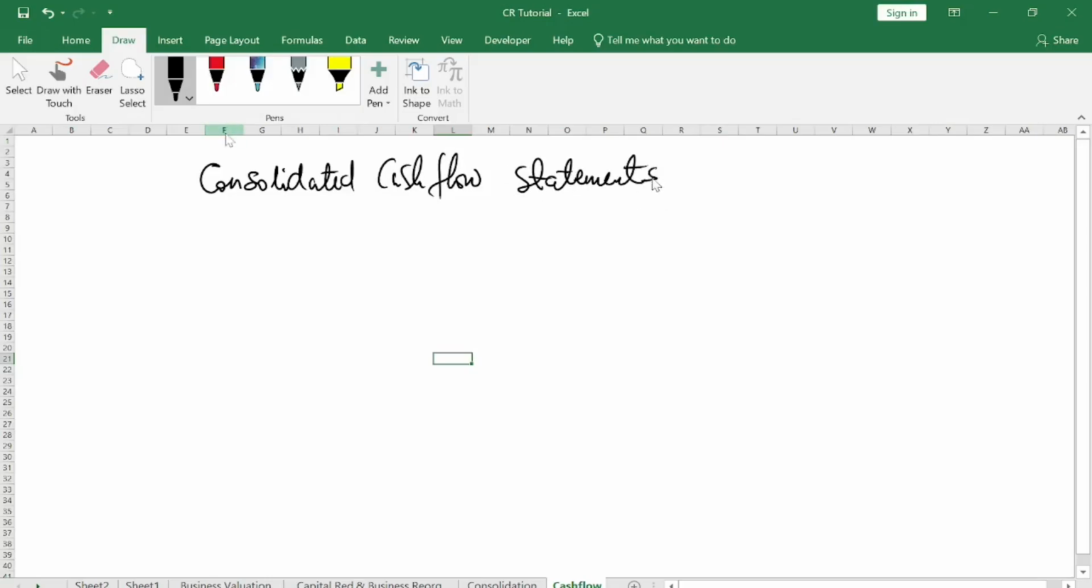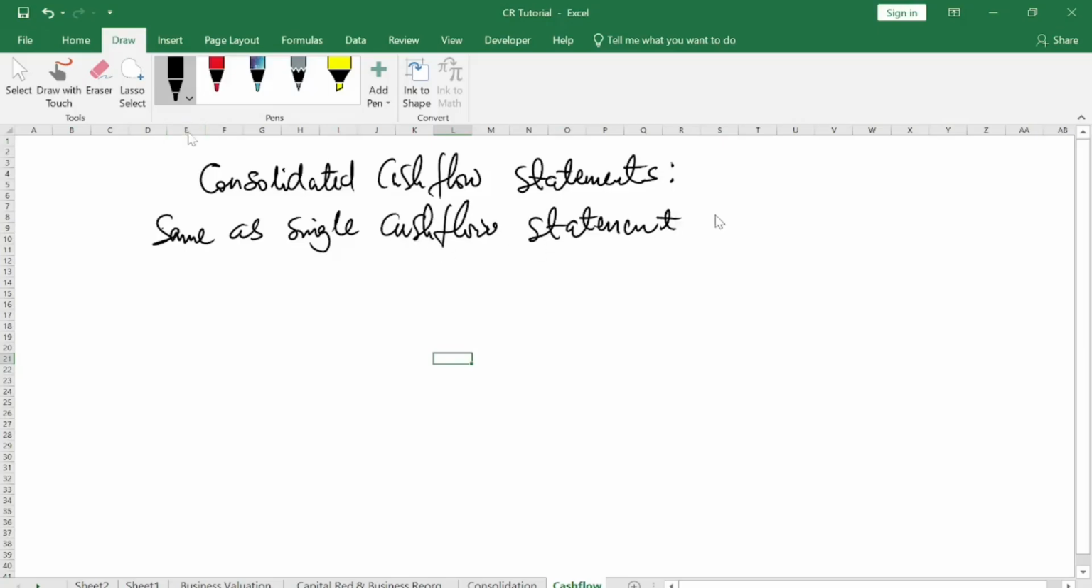Consolidated cash flow statement. They have the same principle with what? With the single cash flow statement. Same as the single cash flow statement, but with a few additions. One addition is what?